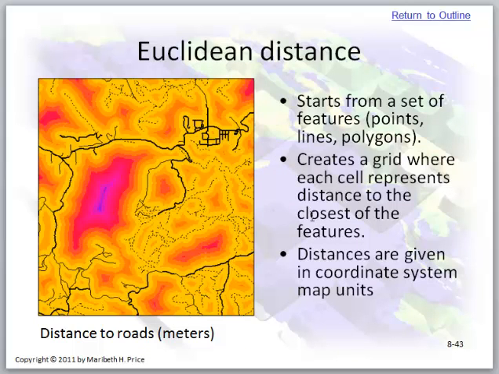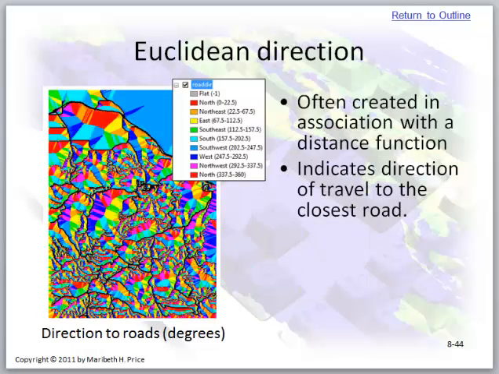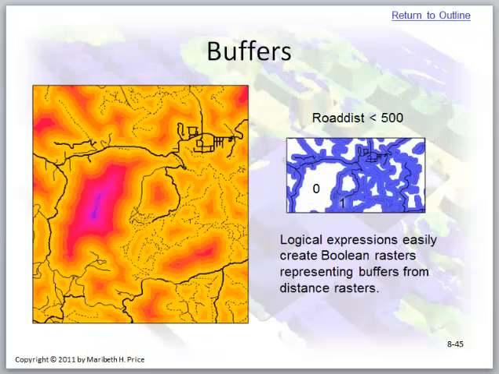Here's a Euclidean distance. You start from a point, line, or polygon, and it creates a grid where each cell represents distance to the closest features. And this is the furthest from the features, so this is the darker color. Euclidean direction indicates direction of travel to the closest road. Some buffer values where the road distance is less than 500 feet, where 1 would be true and 0 would be false.